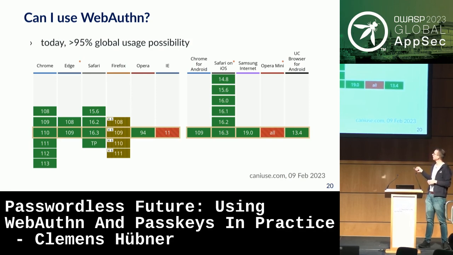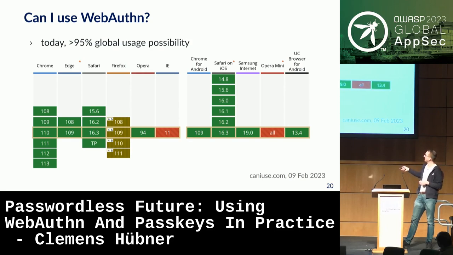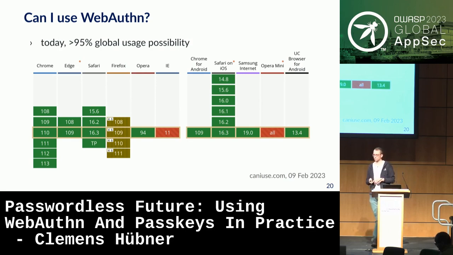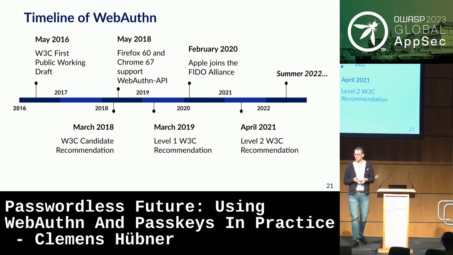So Internet Explorer, happy we got rid of that finally, or hopefully, is not supporting it. Firefox has some restrictions. Let's not talk about that. But most of the browsers, both on PC, Mac, or Ubuntu, and also on the mobile platforms, are supporting WebAuthn right now. So this WebAuthn API can be used in web applications right now. And this is not very new.